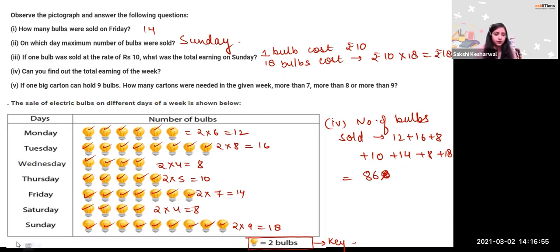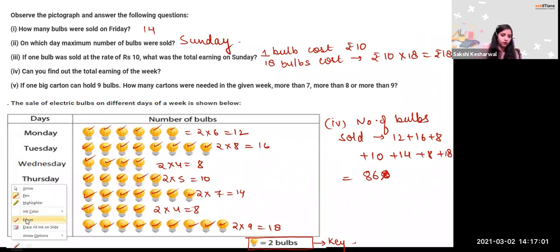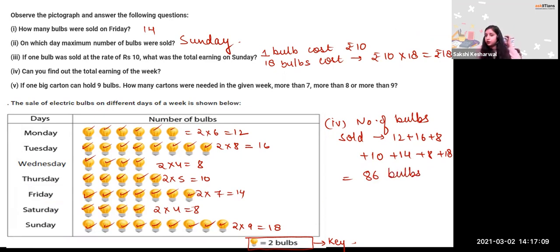So this is 86 bulbs, right? So the total earning will be how much? 86 bulbs. So the cost will be 86 into 10 rupees, which equals 860 rupees, right?